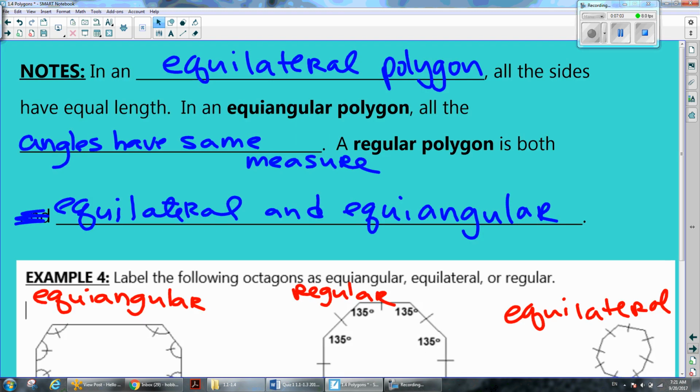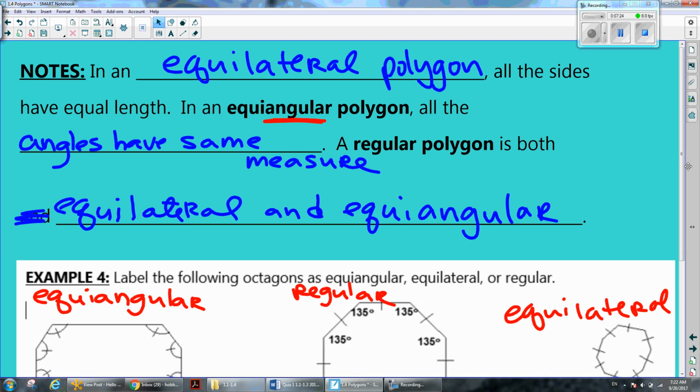Then we have an equilateral polygon. All the sides have equal length. In an equiangular polygon, the word angle is kind of in there. All the angles have the same measure. And if we have something that's regular, a regular polygon is both equilateral and equiangular.